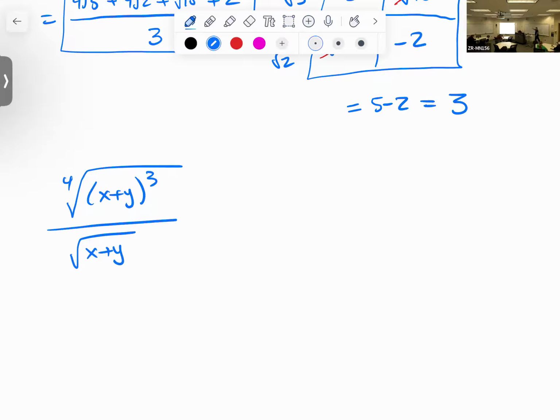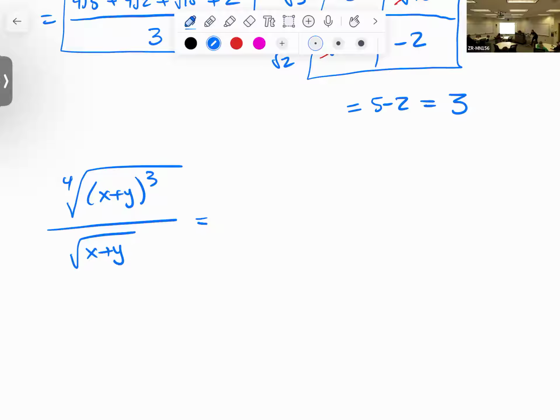And now here's the thing. I have a 4th root on top and a square root on the bottom, which means I can't just put them under one big radical because these are different indices. So we have to come up with another way to combine these. Does anyone have a suggestion? Multiply the top and bottom by the cube root. I could absolutely do that, but that might make things worse. That's always a technique.